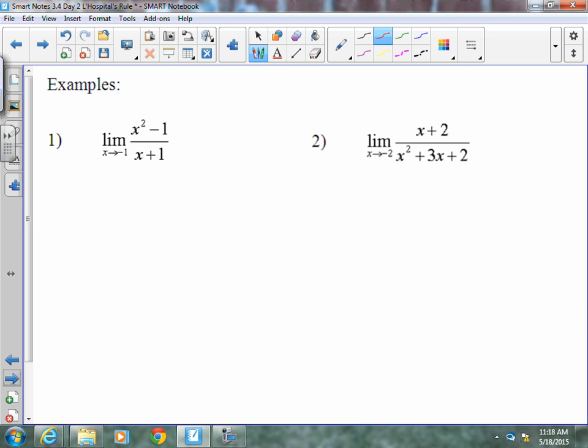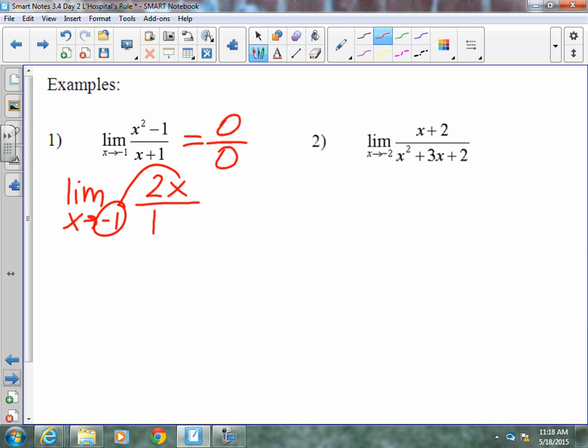So, for example, if I plug in a negative 1 into the top, I get a 0 and I get a 0. So, instead of doing that limit, I can do the limit of the derivative, which, when we plug in our negative 1, we get negative 2 as the limit.